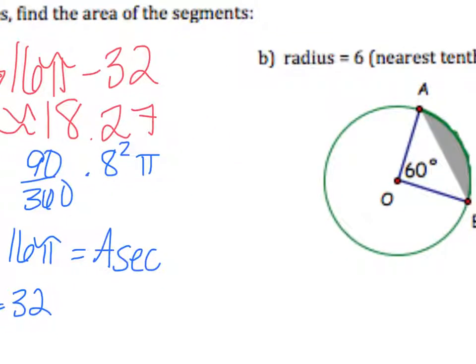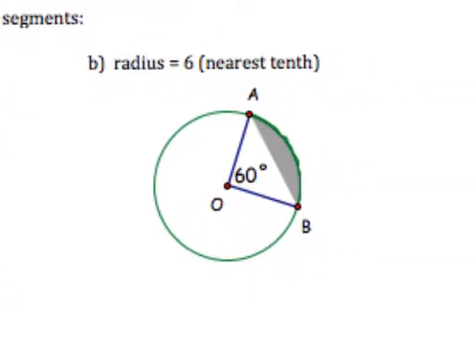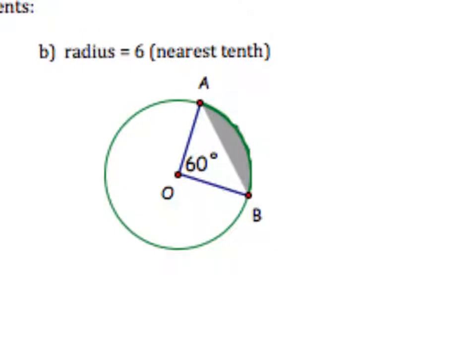Okay, let's look at one more example of a segment. And this one wants us to round to the nearest tenth, but we're always going to round at the very, very end. Okay, it keeps it more accurate. Okay, so plan of attack is area of sector minus area of triangle.